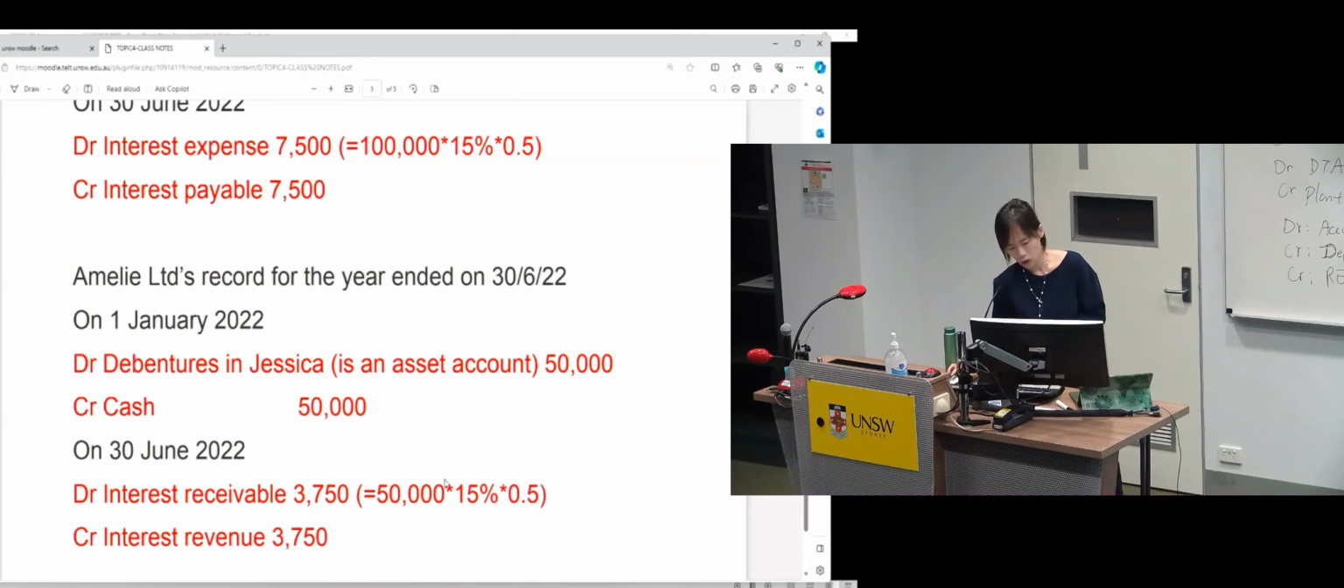And on 30 June, Amelia recognized the interest revenue earned by holding the debenture in Jessica for half a year. So we should recognize half-year interest revenue, which is accrued. On the debit side, we record interest receivable. And on the credit side, recognize the interest revenue. Now, it is this interest related to intragroup interest. So you can see the intragroup elimination is actually based on the amount of the debenture and interest recorded by Amelia. Now, based on this analysis, we go back to our slides.